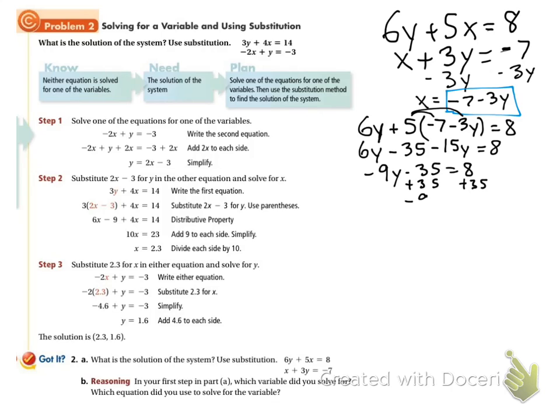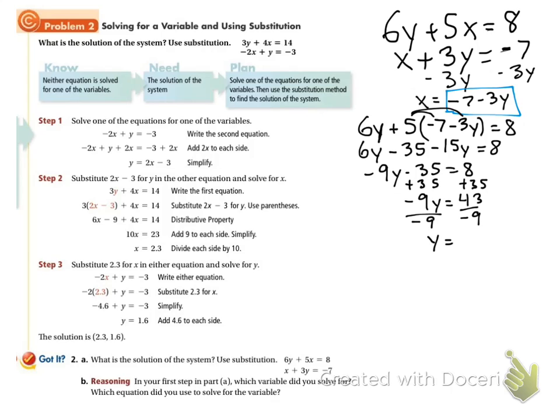And I get negative 9y is equal to, if I add those together, I get 43. And then I'm going to divide both sides by negative 9. And I get that y is equal to, well, if I do that on my calculator, 43 divided by negative 9 is negative 4.7 repeating.